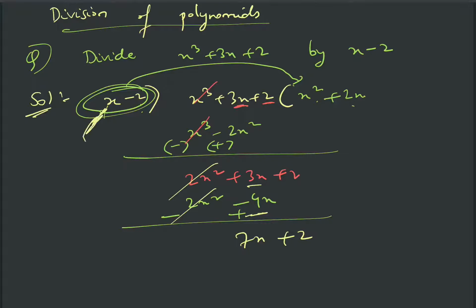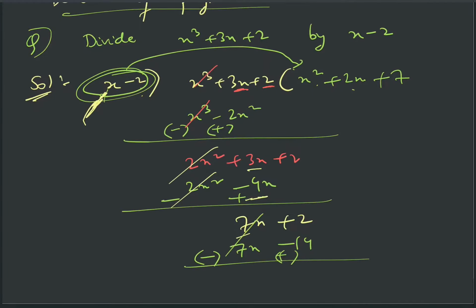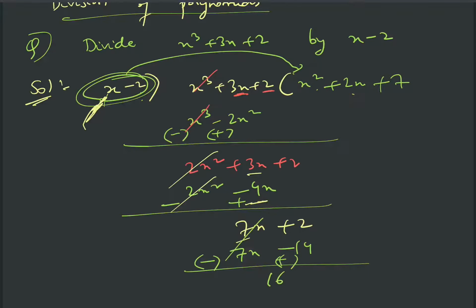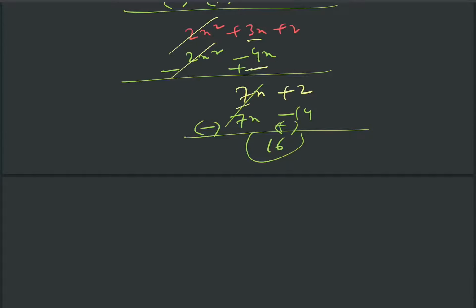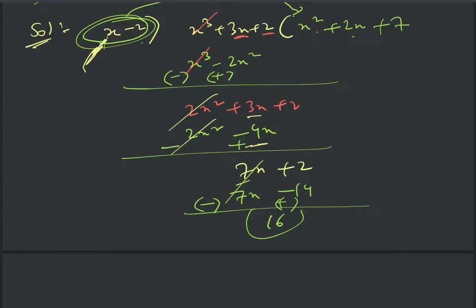Now what do you need to multiply with x to get 7x? You need to multiply with plus 7. So you write plus 7x, and minus 2 into 7 is minus 14. So again subtract this, right? These things will get cancelled and you will get 16. Now you see the degree of the divisor is 1, and the degree of the remainder is 0. So now you can stop the process. Here this is called the quotient.